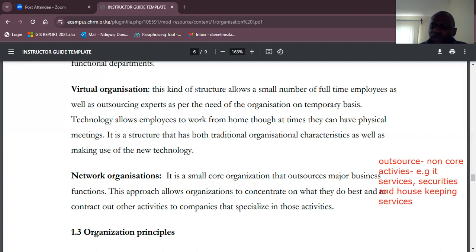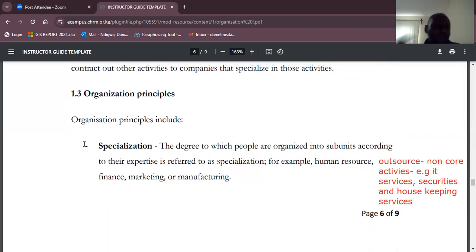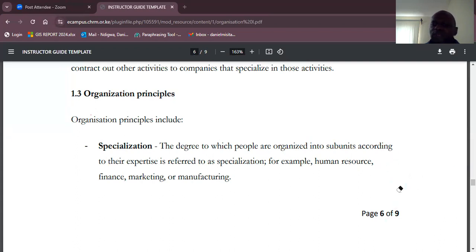The other thing we want to talk about today is organization principles. We have different principles that govern organizations in their day-to-day activities. And one of the principles that is very important is the principle of specialization.